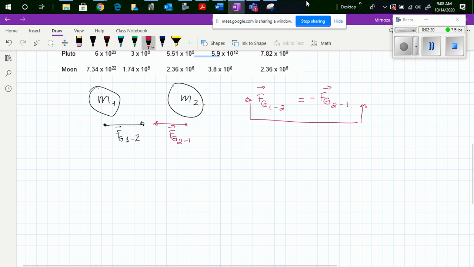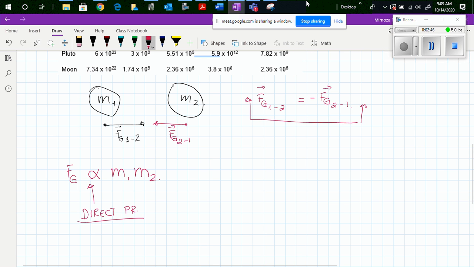It has been studied mostly by Newton, and what he figured out is that the force of gravity is in direct proportion to the product of the two masses. Now let's talk a bit about this sign here. So this means a direct proportion.